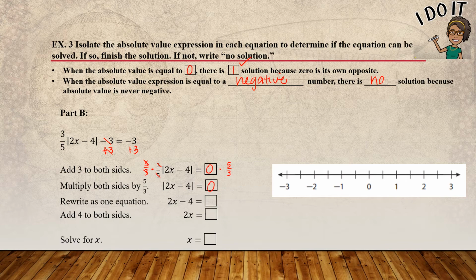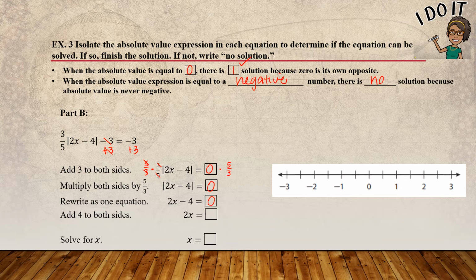So remember, when we are dealing with absolute value equations, we write it as a disjunction of two equations. But because 0 is its own opposite, we don't need to write a disjunction. We can just keep it as one equation, because we already know it's going to have one solution. So we rewrite the absolute value equation as 2x minus 4 equals 0. And now we're just solving for x.